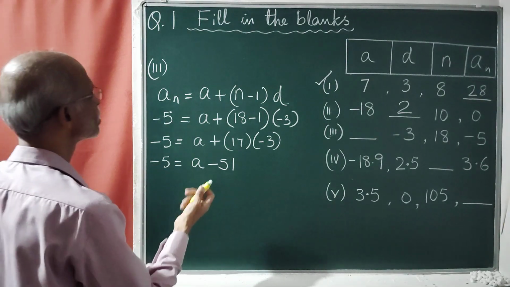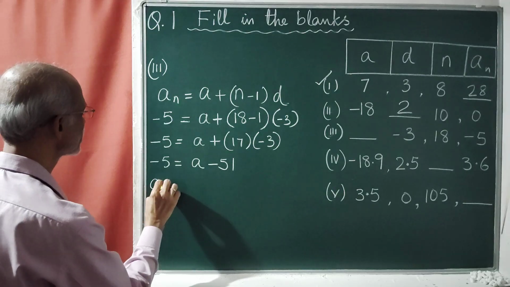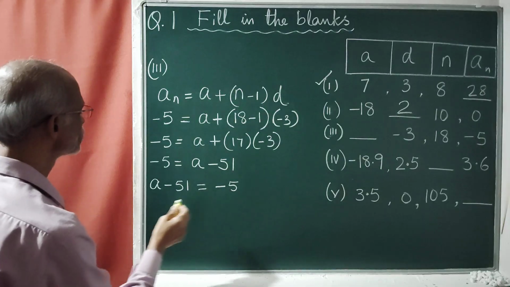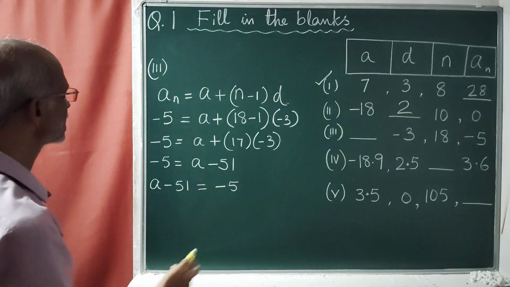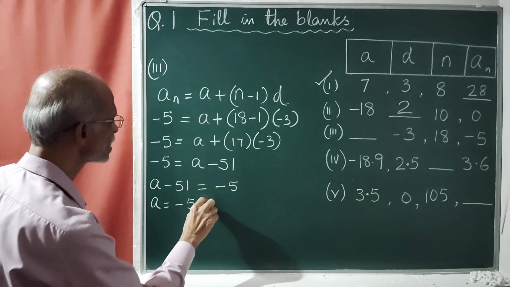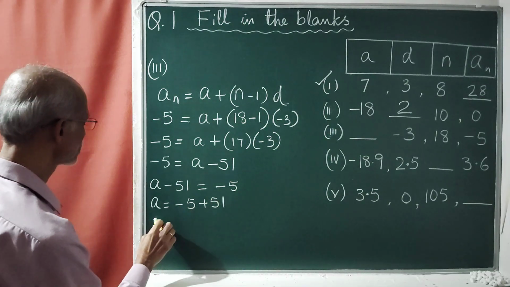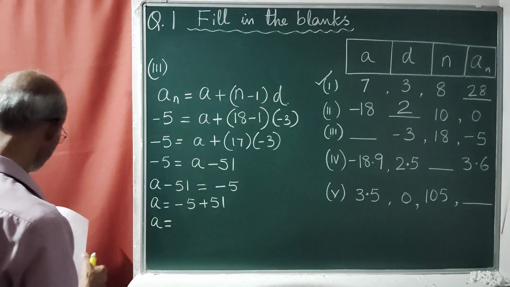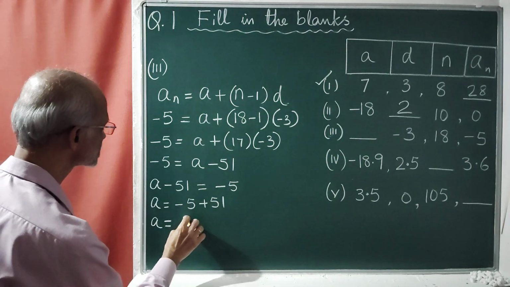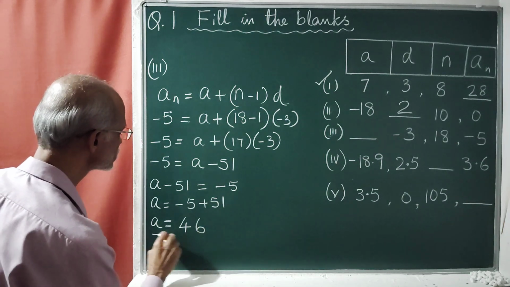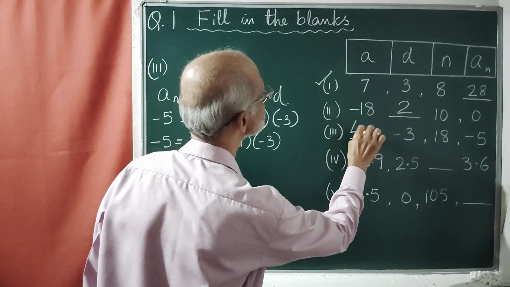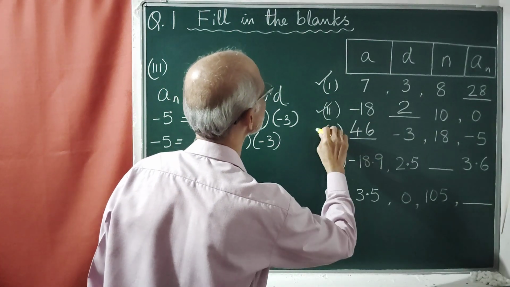So now I will flip the equation. A minus 51 is equal to minus 5. So transpose minus 51 to the right side. So A will be equal to minus 5 plus 51. A is equal to 46. The value of A is 46. Now fill the blank, 46. So this also is done.